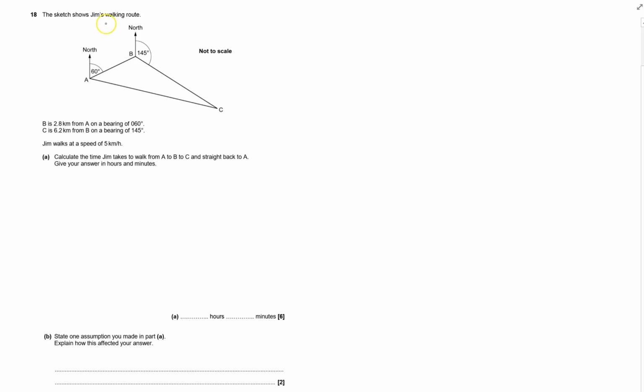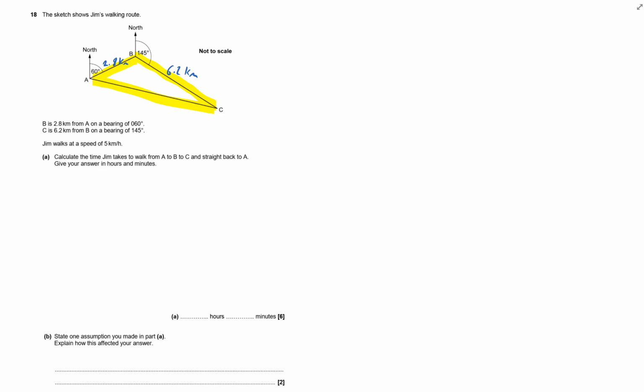Okay, so the sketch shows Jim's walking route, and B is 2.8 meters from A, so that's 2.8 kilometers, not meters. And C is 6.2 kilometers from B. We've got to calculate the time Jim takes to walk from A to B to C and then straight back to A. So we want all this distance. That's this bit. We know two of them, so I need to find out this one.